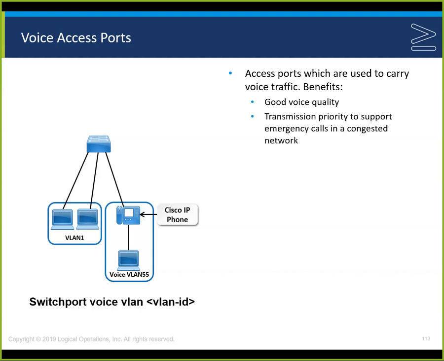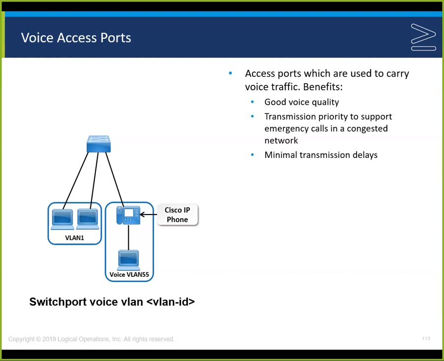The benefits here: good voice quality, transmission priority, and minimal transmission delays. And this goes back to emergency phone calls in a congested network. The voice VLAN is going to have a higher priority. The data traffic is going to get a priority of like 1, and voice is going to get a priority of 5, where we're going from 0 to 7 to do these things.